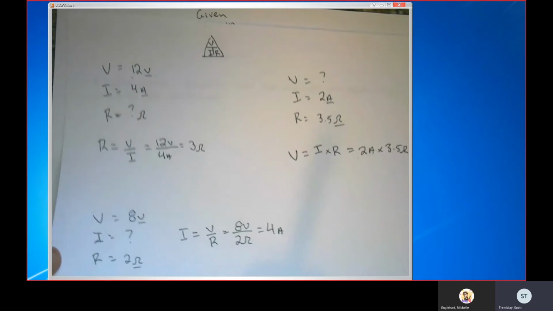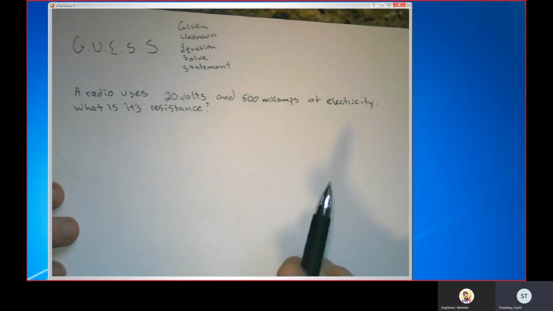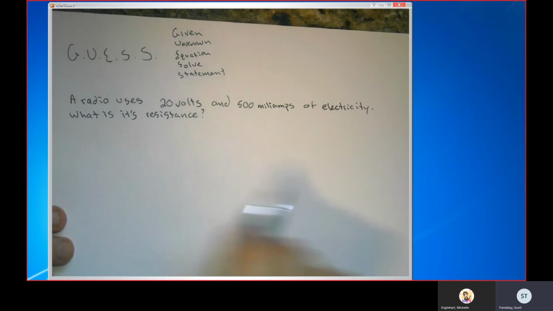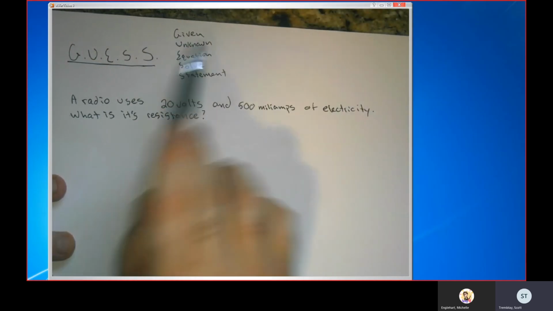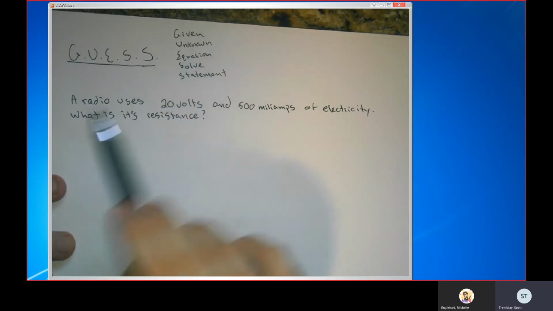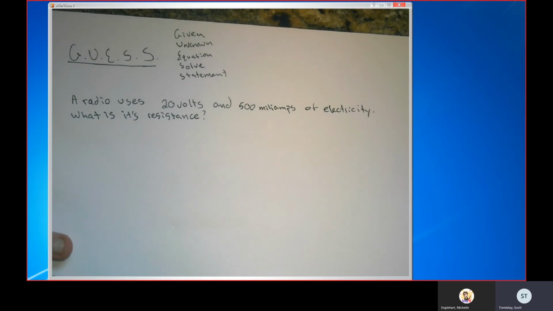Okay, so let's take a look. Now, what we always want to do when solving word problems is we want to use what's called the GUESS method. Now, we're not going to guess the answer. Okay? It's just an acronym used to tell us we always got to state the given, identify the unknowns, provide an equation, solve the equation, and give a statement at the end.